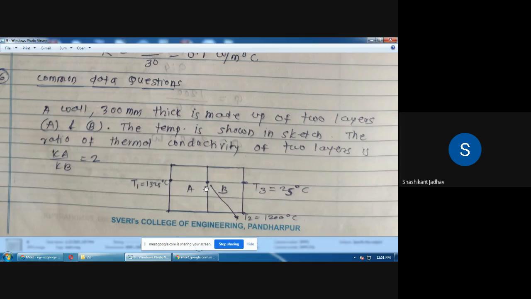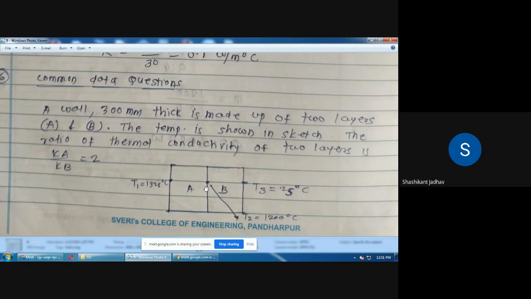Means we have to find out the LA by LB, and then we have to find out the thickness of the layer A. So our aim is to calculate the LA by LB and only LA. So basically in this case we have to write down the Fourier's law of heat conduction for the two sections. Means for the section A or layer A we have to write down the Fourier's law of heat conduction. Then similarly we have to write down the Fourier's law of heat conduction for the layer B.